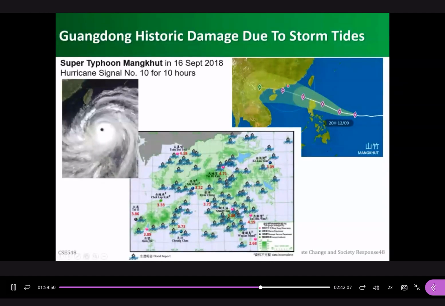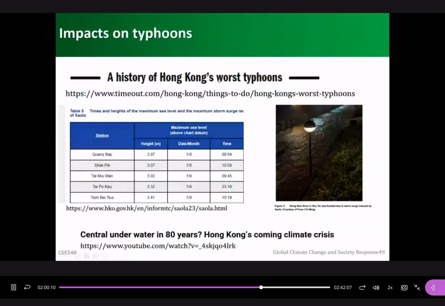You can see here it's 4.7 meters, 3.5 meters. For the cyclone, it's 3 meters. For the airport, around 4 meters. So this is the tropical cyclone. This is a summary of Hong Kong's worst typhoons. Here, this example is Saola in 2023.